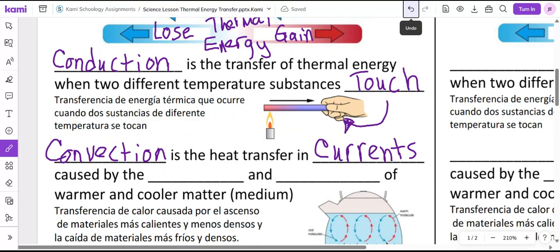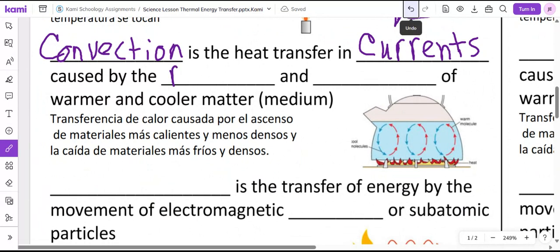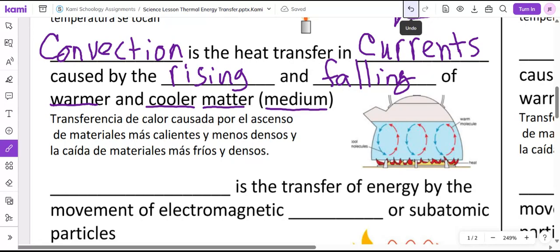So we had a bunch of movement of currents Friday night when we had cold air moving in from the north, and we had strong winds and tornado warnings. So that was a good example of a storm where we had convection. And that is going to be caused by the rising and the falling of warmer and cooler matter, whether that's air, fluids, liquids, and that matter is also called a medium in science, the material where something's transferred. So where are the currents?